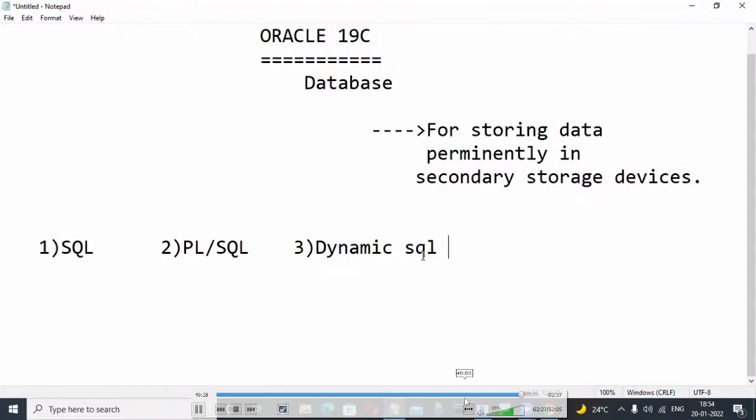SQL is a common one, but the syntaxes are different and the functions are also different. Already I'm telling you.